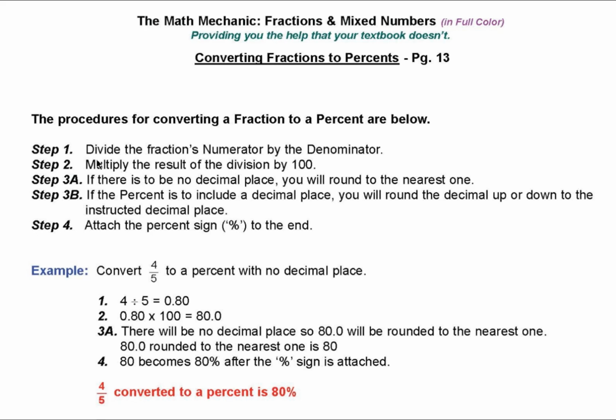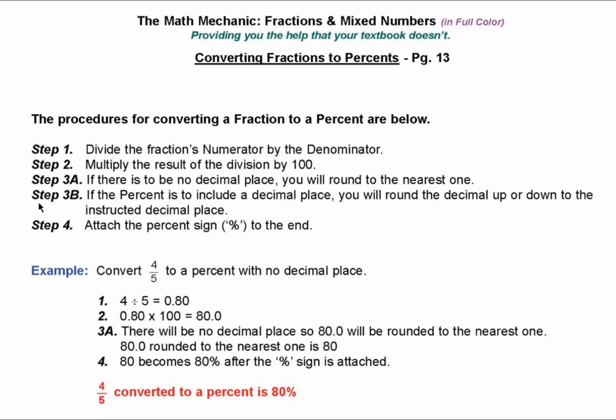Step 1. Divide the fraction's numerator by the denominator. Step 2. Multiply the result of the division by 100. Step 3 comes in two parts depending on the circumstances or the instructions. Step 3 depends on the instructions given. Step 3a. If there is to be no decimal place, you will round to the nearest one.